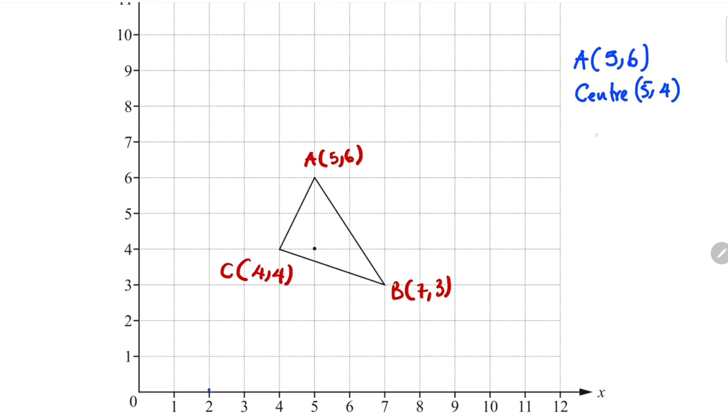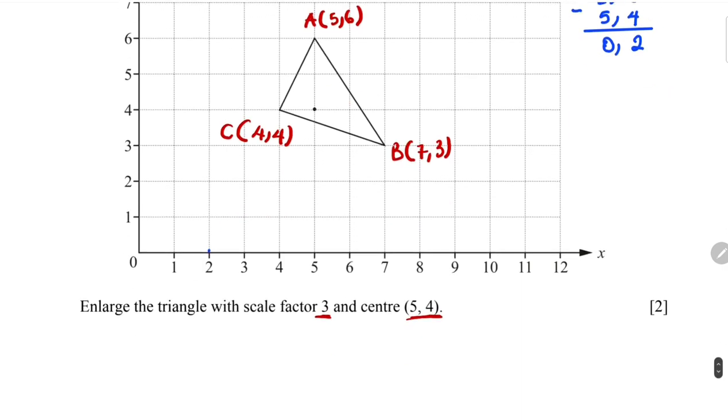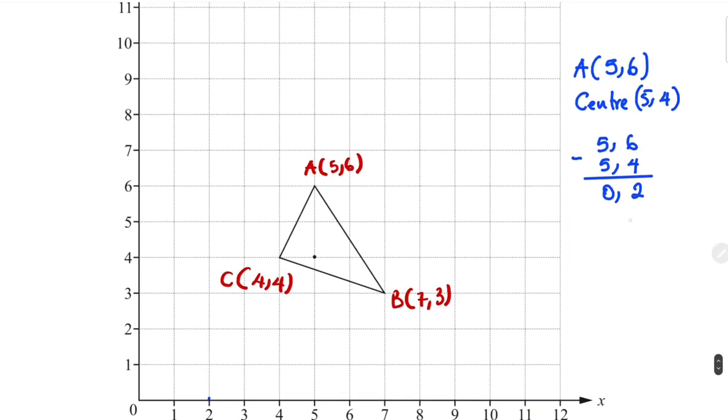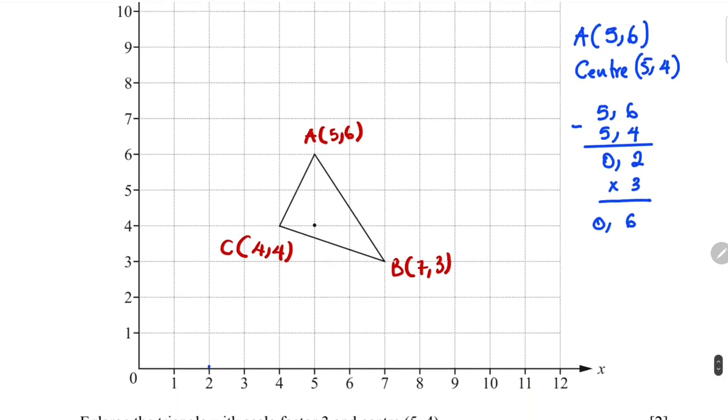The next thing you have to do is to have your A, which is 5, 6. We'll subtract the center, which is 5, 4. Once we subtract this, we are going to have 0, 2. The next thing to do is to multiply by the scale factor, which is 3. So if I multiply this by 3, what I'm going to have is 0, 6.